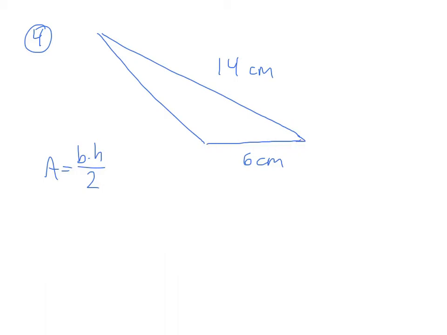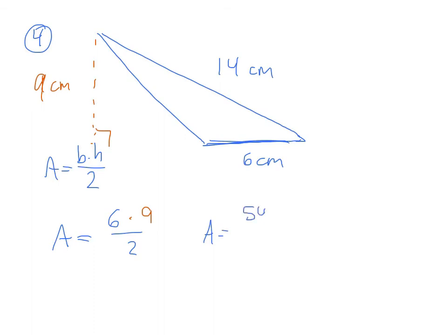So here's our base. I need a height that is perpendicular. Is it going to be this right there? No, I'd actually have to give you that, a little right angle, and say it's 9 centimeters there. So now, if I give you this, you have enough information to calculate the area of that triangle. The area would be the base, which is 6, times the height, which was 9, and then we divide all that by 2. So 6 times 9 is 54. Divide all that by 2, and 54 divided by 2 is 27.